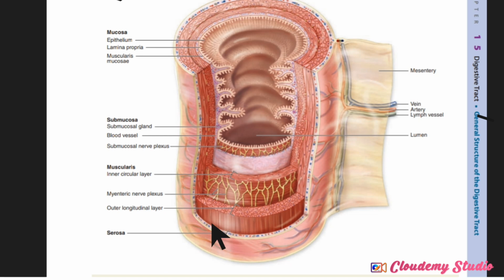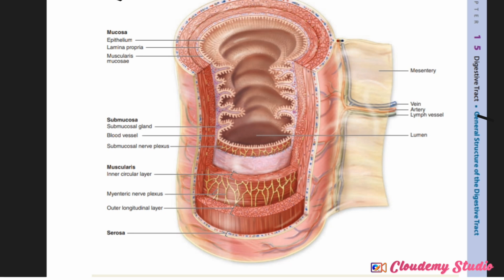And we have the serosa. So look at the serosa here. So the internal layer is the mucosa. The one that follows it is the submucosa. The one that follows it is the muscularis externa. And the last one is the serosa. You understand? Now let us talk about each of them.